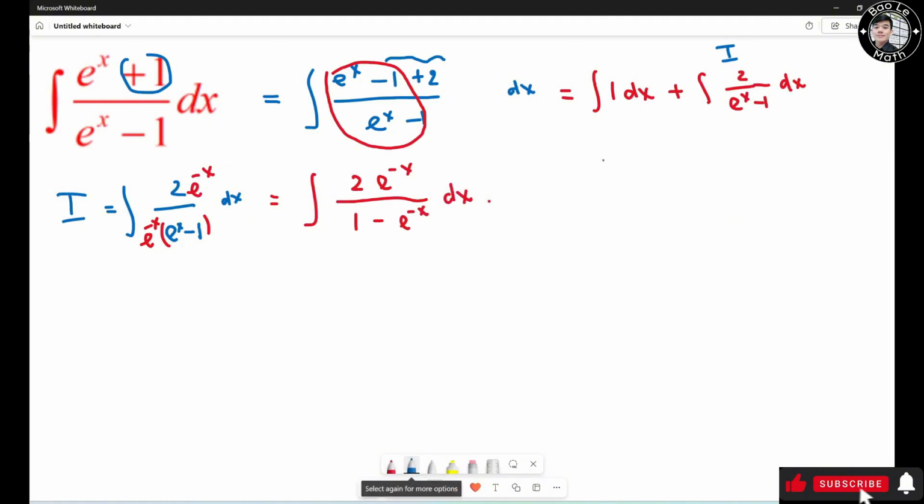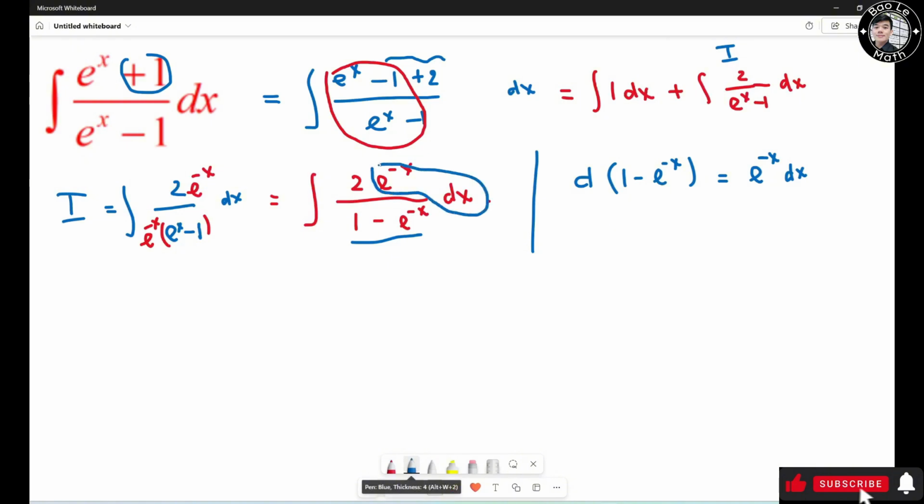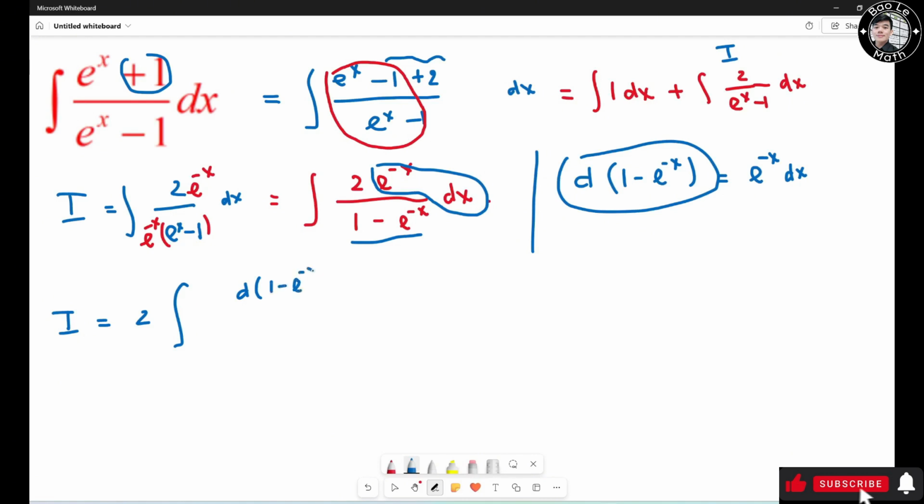Now, side note, look at the bottom right here. If I take the derivative of the bottom, 1 minus e to the negative s, does that mean I have e to the negative s ds, right? So basically, I just replace this with this. So I have I equals, I can bring 2 to the front, the integral of d of 1 minus e to the negative s over 1 minus e to the negative s, right?